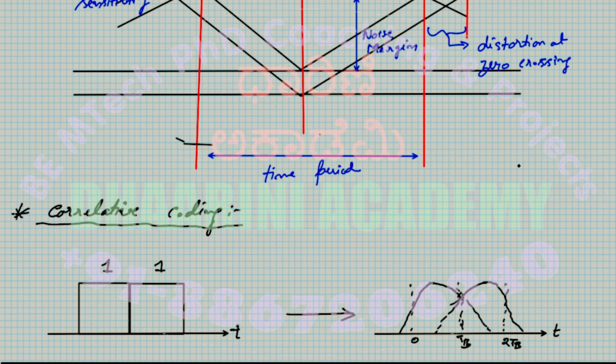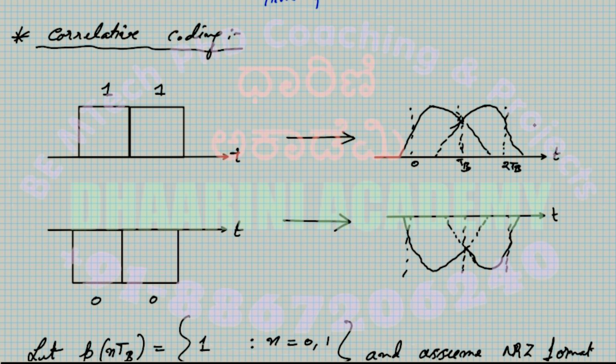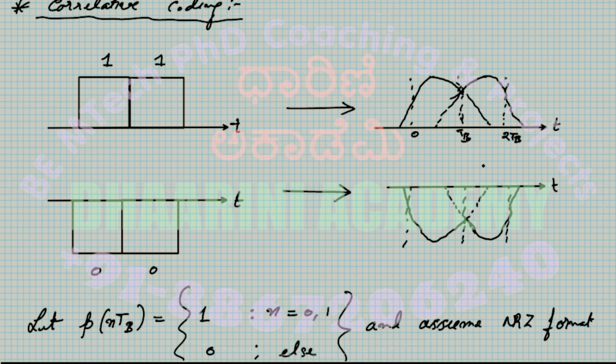All right, let's move further. The next thing is called correlative coding. This is a technique which gives us an idea that, ideally speaking, we cannot have any amount of ISI. ISI is not acceptable.